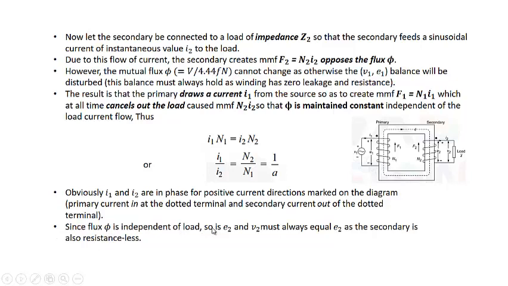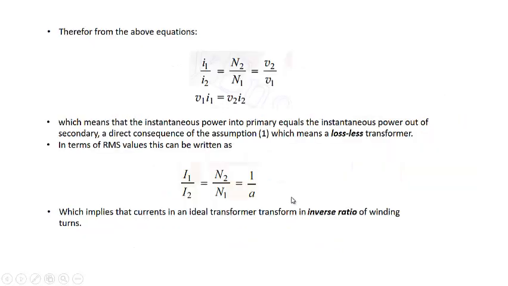Since flux is independent of load current, E2 and V2 must always be equal to E2. They will not change, because E2 will only increase when flux increases. The secondary is also resistance-less, so V2 and E2 are equal, because in this case we are assuming there is no resistance. So from the equations, I write them down again: I1 by I2 is equal to N2 by N1, which is equal to V2 by V1. So this is the total relationship of the current, turns, and the voltage.